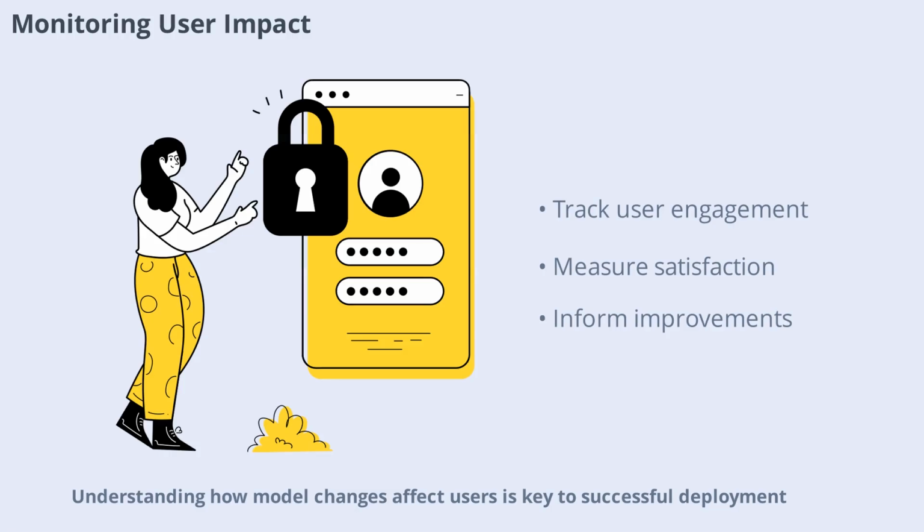Understanding how model changes affect users is key to successful deployment. Monitoring user impact involves tracking user engagement, satisfaction, and feedback after updates. This helps you measure the real-world value of your models and make informed decisions about future improvements.